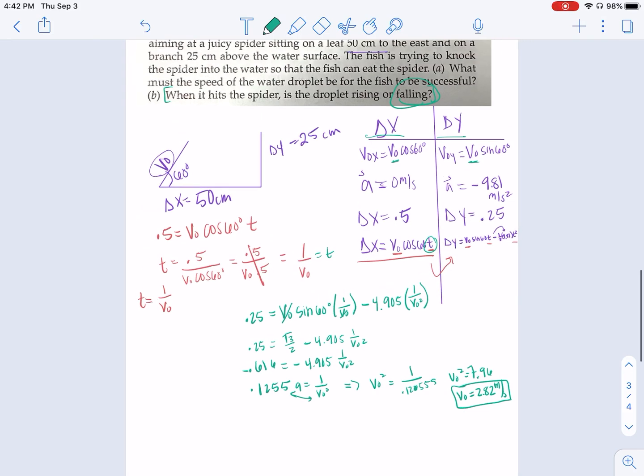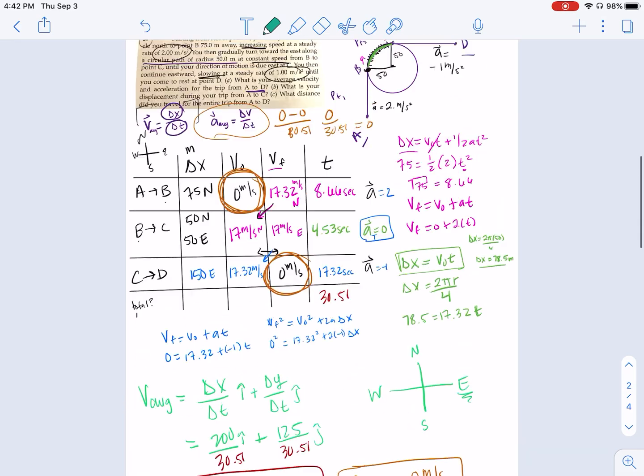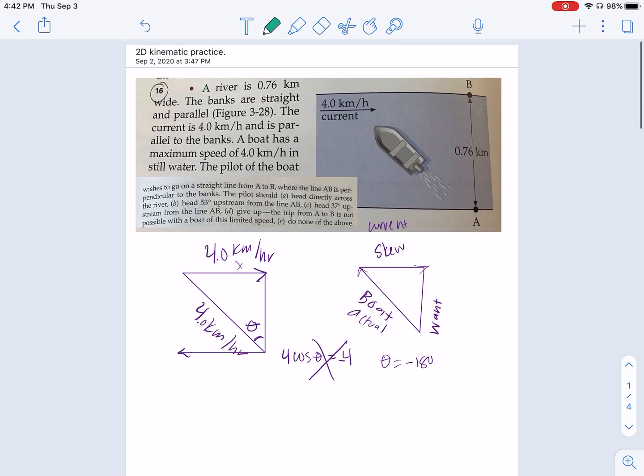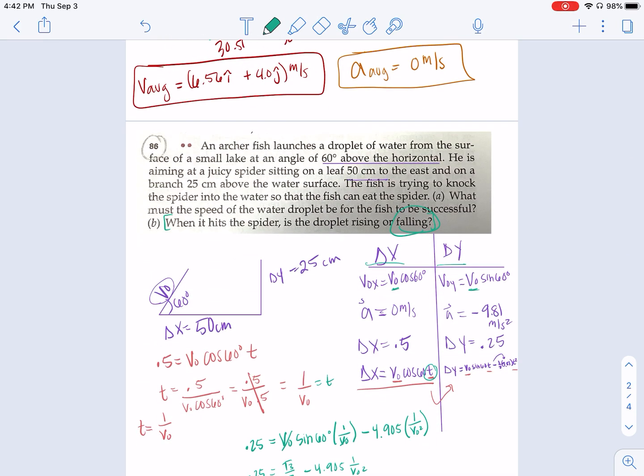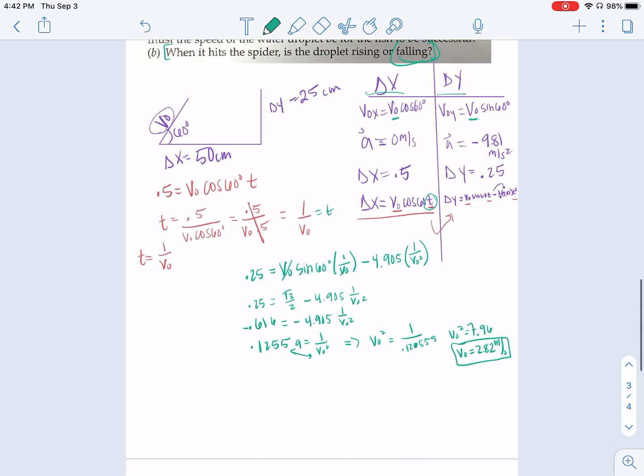So this is just a glimpse of some of the other types of problems that you could be doing with two-dimensional kinematics. So when we're talking about two-dimensional kinematics at the AP C level, these are the types of questions that we are talking about.